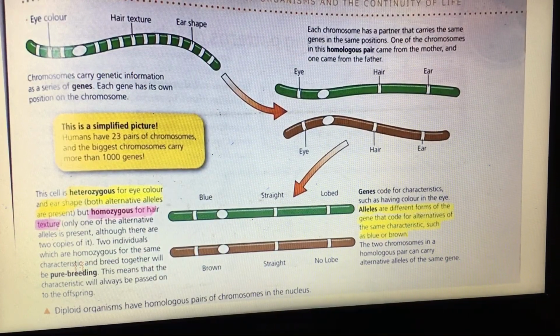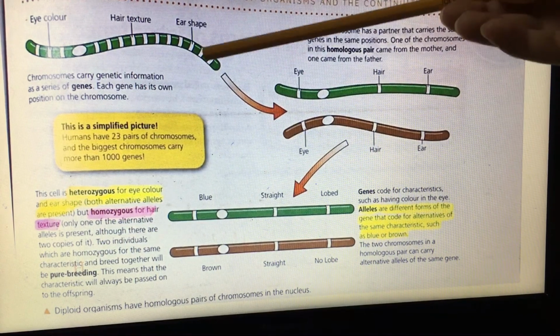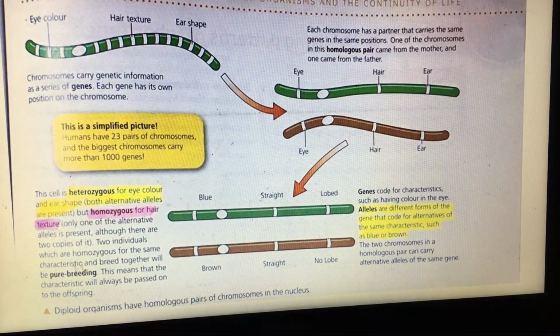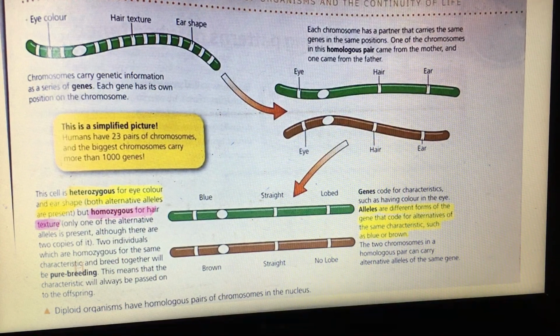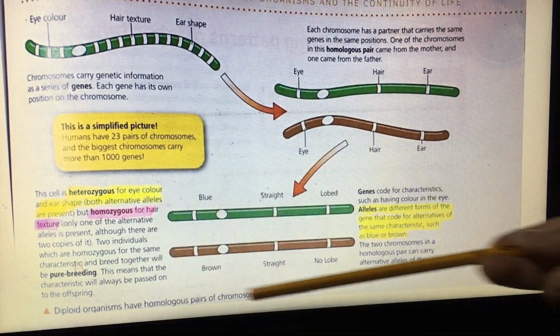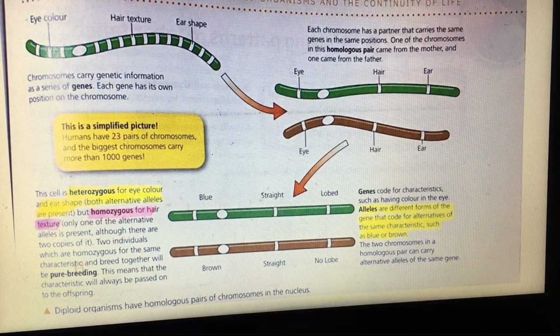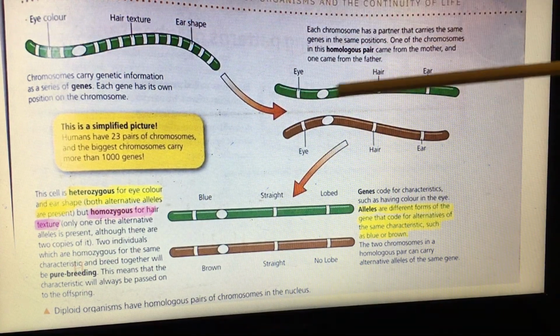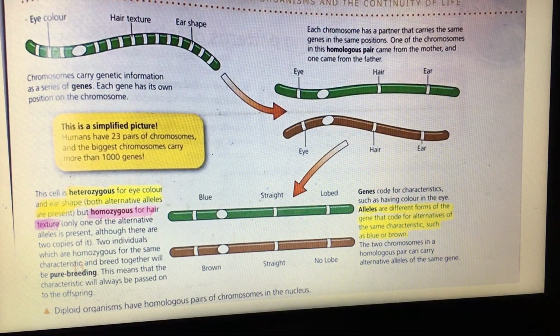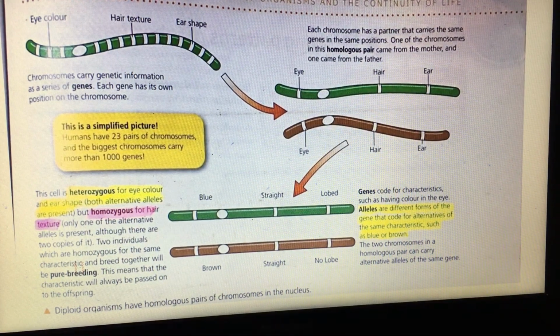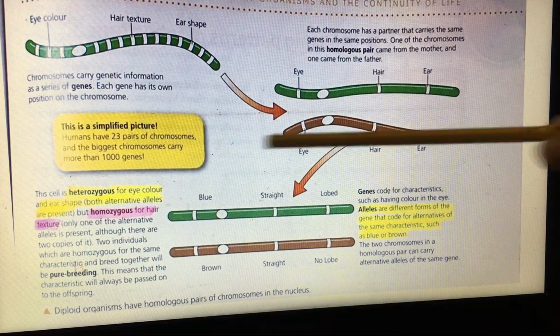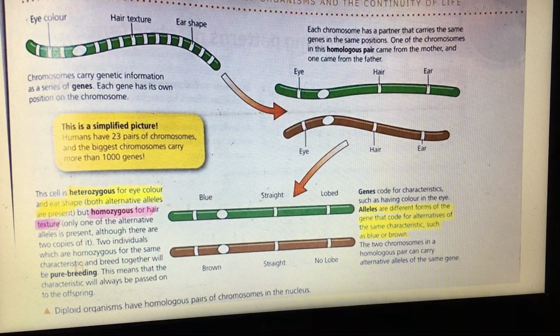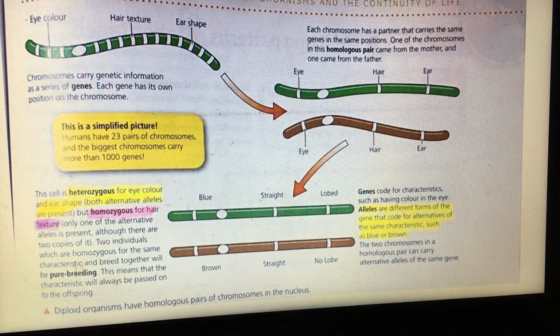So here in your book, we have a homologous pair. So we have 2 chromosomes in a homologous pair. They line up here. So as we said, we have 1 chromosome and each chromosome has a partner in the nucleus. Okay? And they lined up to offer chance for variation.